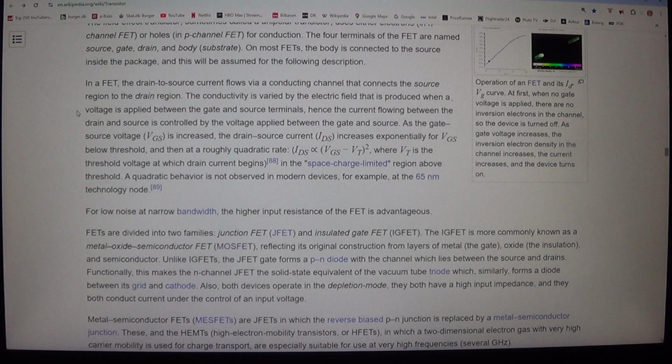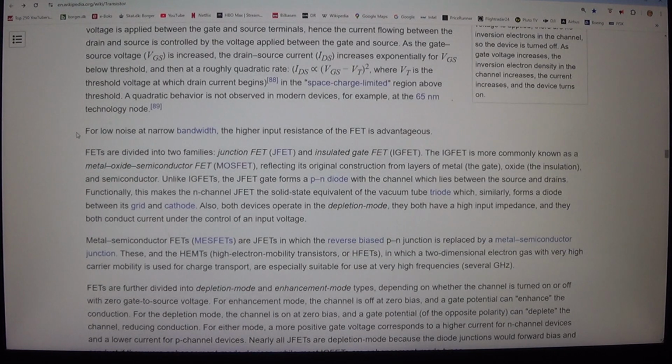As the gate-source voltage, VGS, is increased, the drain-source current, IDS, increases exponentially for VGS below threshold, and then at a roughly quadratic rate, IDS proportional to (VGS − VT)², where VT is the threshold voltage at which drain current begins, in the space-charge-limited region above threshold. A quadratic behavior is not observed in modern devices, for example, at the 65 nm technology node. For low noise at narrow bandwidth, the higher input resistance of the FET is advantageous.